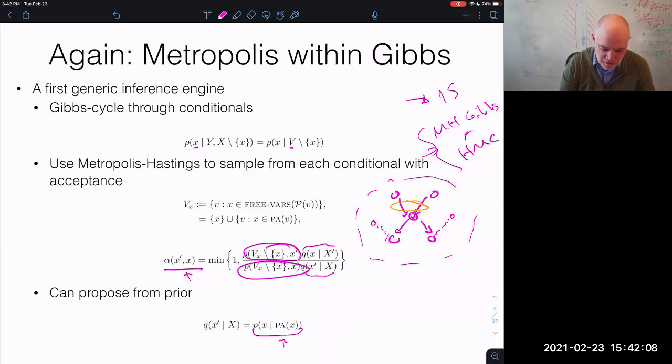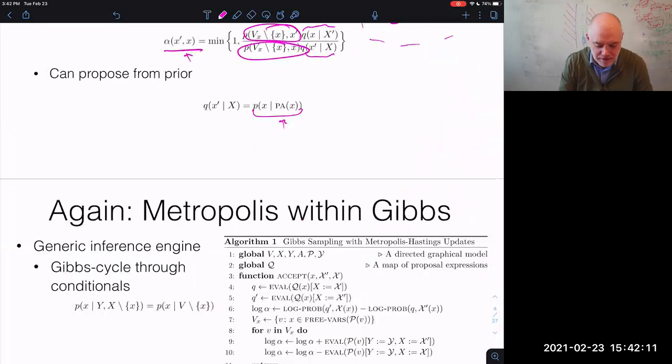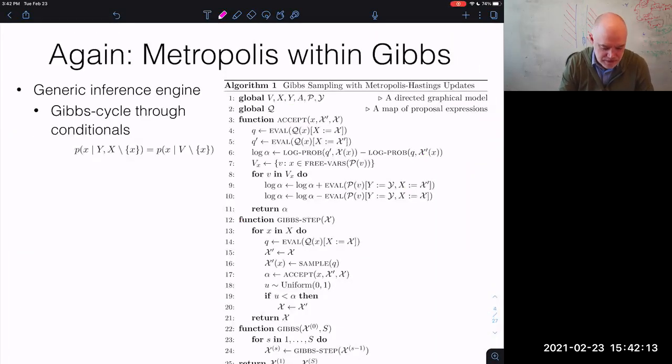Cool. So Metropolis within Gibbs, and then algorithmically, what's going on? Just to be clear, with Metropolis within Gibbs, you Gibbs cycle through the conditionals, and you sample from each of the conditionals, right? That's this algorithm here. Here's an initial state of all the latent variables in your program. This is a number of samples. For some number of samples, in other words, forever yielding, you take a Gibbs step from the old state and you update the state, and then you return the stream of states.